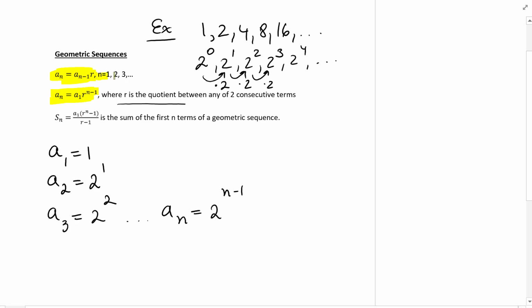Here, just a correction: n goes from 1, 2, 3, and so on. I chose to start with 0.